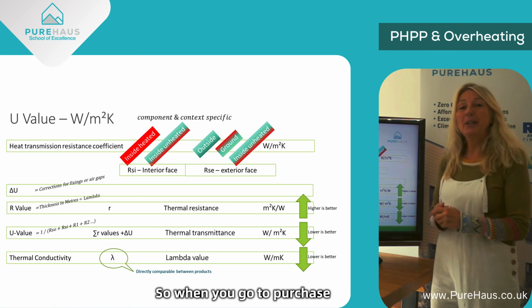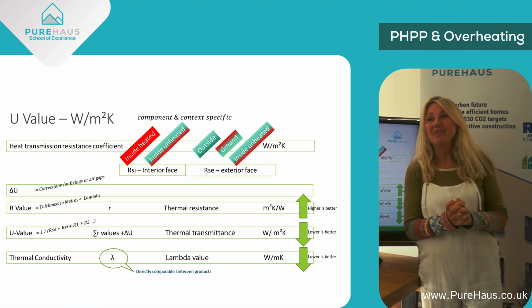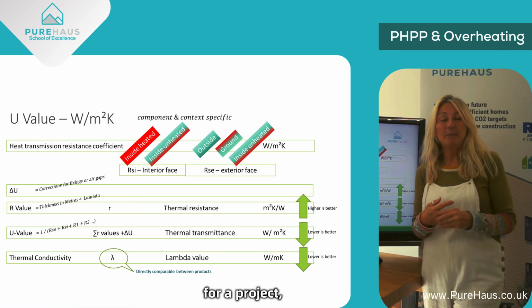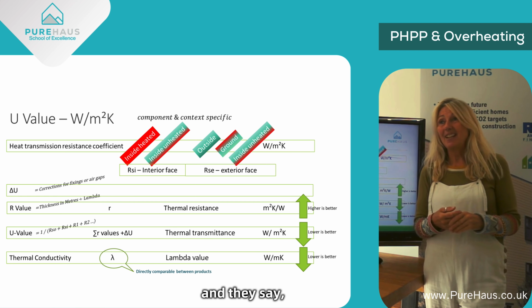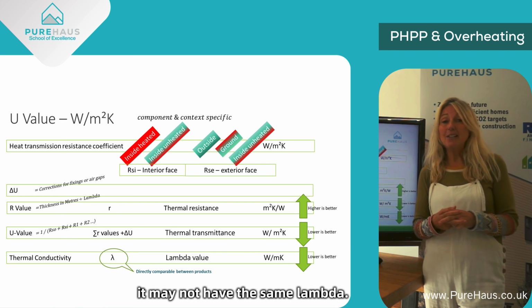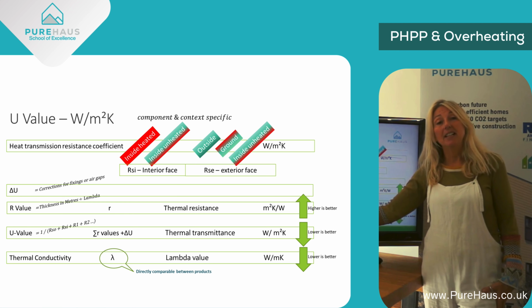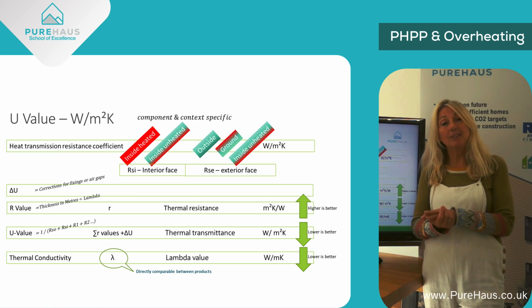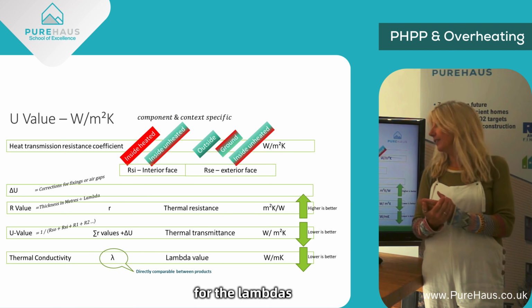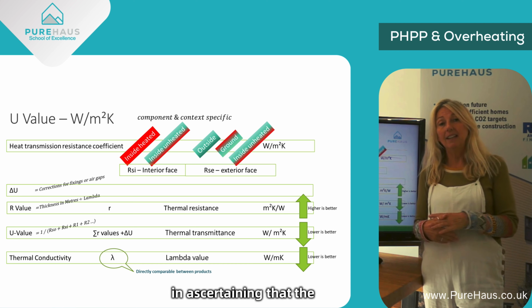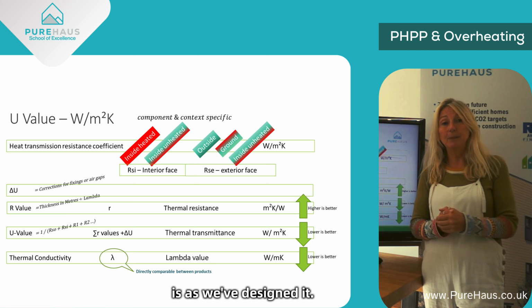So when you go to purchase insulation, for example, for a project, and they say, oh, well, this insulation is the same insulation, it may not have the same lambda. By not having the same lambda, you have a knock-on impact on the thermal performance of the building. So the figures that you're given for the lambdas are actually very important in ascertaining that the performance of the building is as we've designed it.